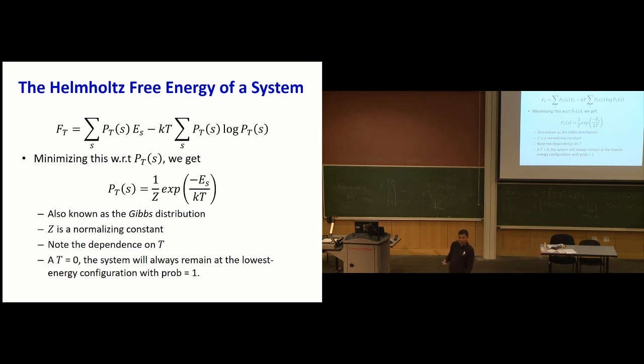which is simply the exponent of minus E_S, the energy of the state, divided by KT, where K is the Boltzmann constant and T is the temperature. Now observe the dependence on T, where T is in Kelvin. At T equals zero, this term becomes infinite. It's actually going to settle deterministically in the lowest energy configuration and just stay there. At the other temperatures, it's going to keep bouncing around, but the equilibrium probability distribution of states is given by this Boltzmann or the Gibbs distribution.